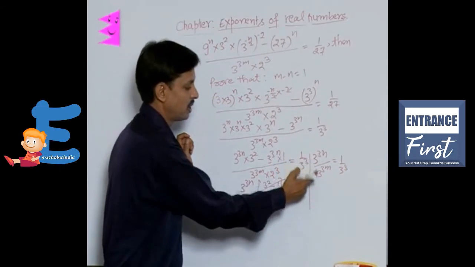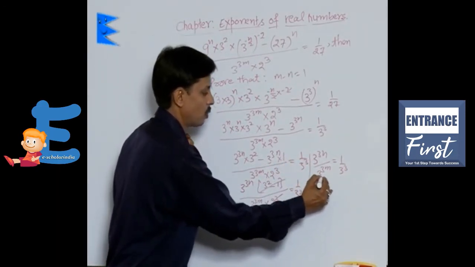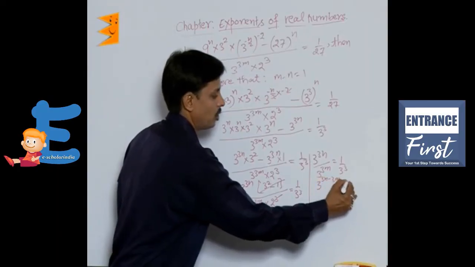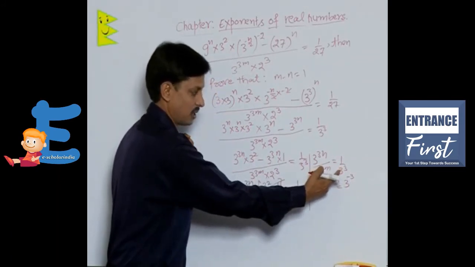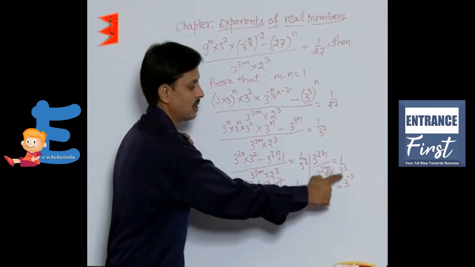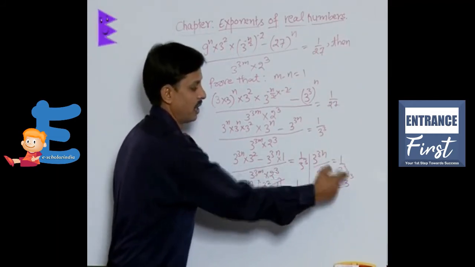Now as the bases are the same, I can say this becomes 3 to the power 3n minus 3m is equal to 3 to the power minus 3, because this is in the denominator. So 3 to the power 3, when it comes from the denominator to the numerator, it is this.